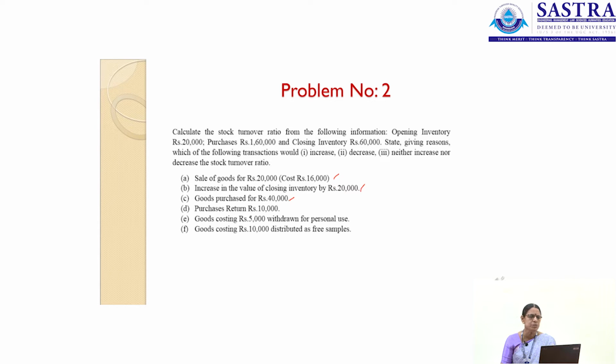Already we have a purchase of 1,60,000. When we have additional purchases of 40,000, the total purchases comes to 2 lakh rupees. Again we have an impact. Then purchases returns is 10,000 rupees. So we have to calculate net purchases. Net purchases is total purchases minus your returns.